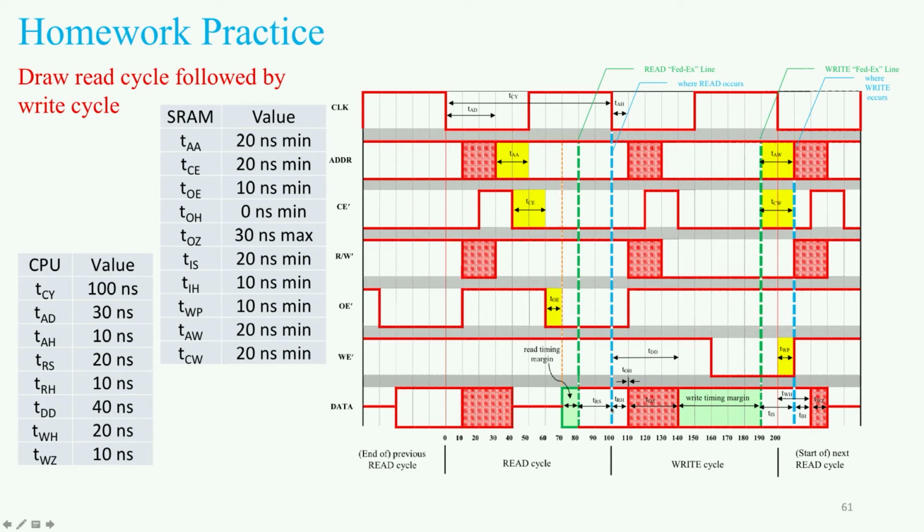And so we use that 20 nanoseconds of setup to count backwards and determine where our FedEx line is. Recall, this means that the data absolutely 100% has to be ready by this point, so at 80 nanoseconds in our diagram. And then we know that it's going to be held for an additional 10 on the other side. And with those two pieces of information, with the setup time and with the time that the data actually becomes output, we can calculate what our read timing margin is, and in this case, our read timing margin is 10 nanoseconds.